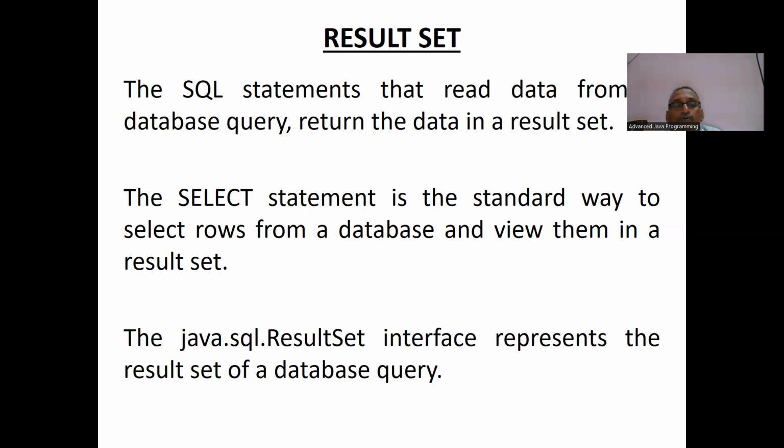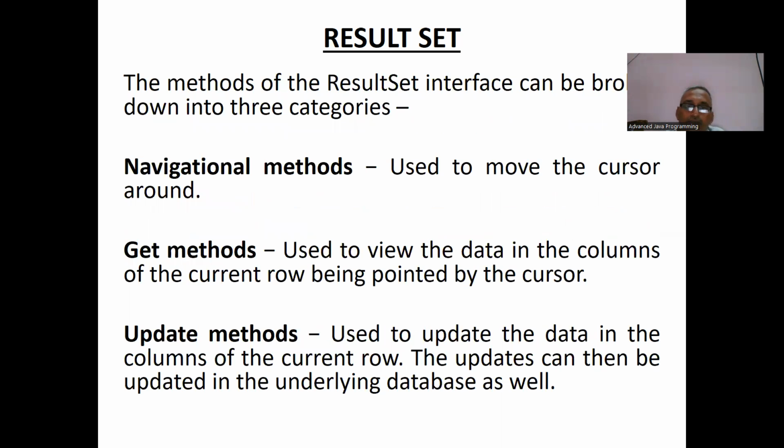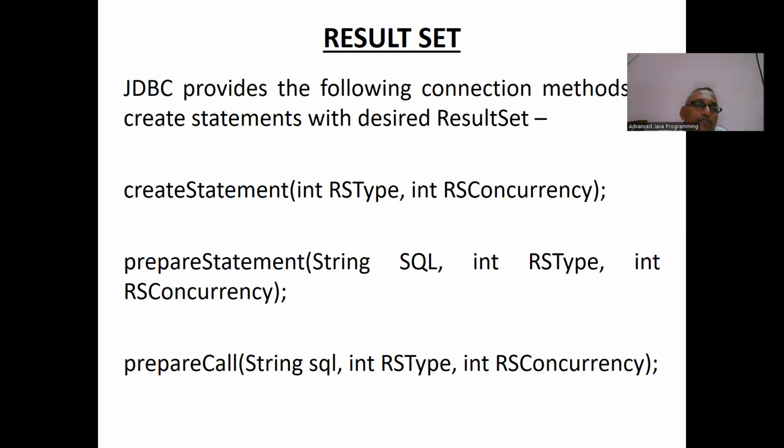JDBC provides the following connection methods to create statements with the desired result set: createStatement, prepareStatement, and prepareCall. For createStatement, the first argument indicates the type of result set object, and the second argument is one of two ResultSet constants for specifying whether a result set is read-only or updatable. Next one, types of result set. The possible RS types, the result set types, are given below.